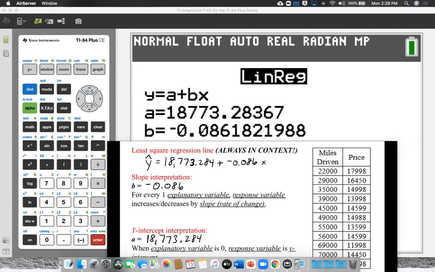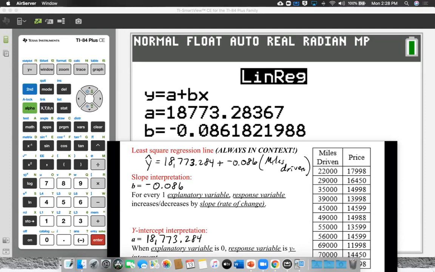So let's start with X. What is X? Didn't we say earlier it was miles driven? So instead of X, we're going to put times, and we're going to put in parentheses, or just put in parentheses. You don't have to put a dot. Miles driven. There you go. What would Y hat be?